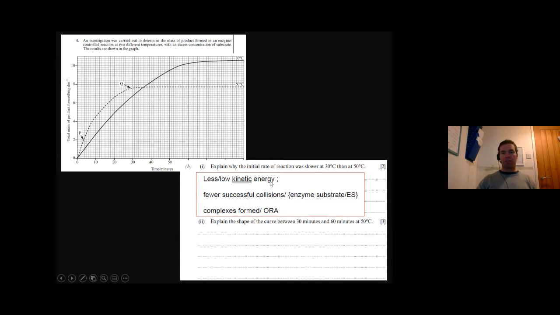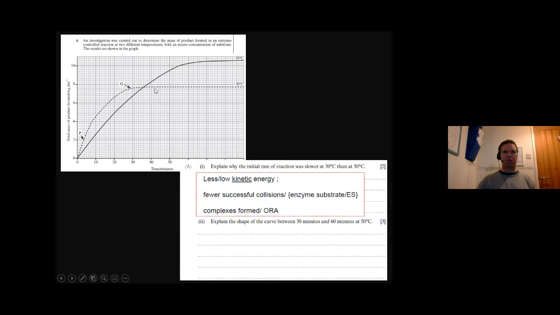The only thing I'd say that's not that normal there, usually you can say either low kinetic energy or the molecules are moving slower, in this case. And then explain the shape of the curves between 30 and 60 minutes at 50 degrees C. Okay, so this is what happened at 30 degrees C.